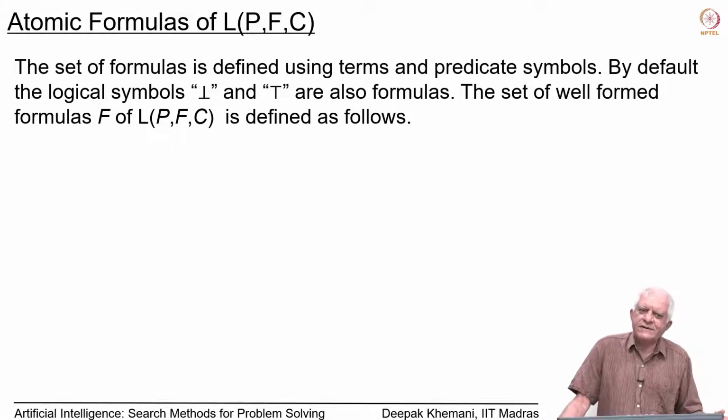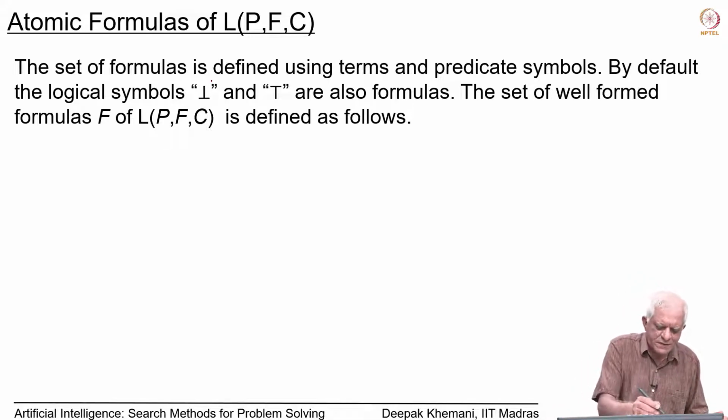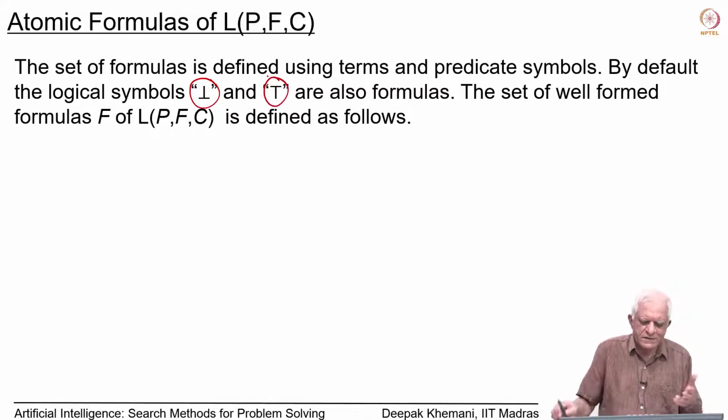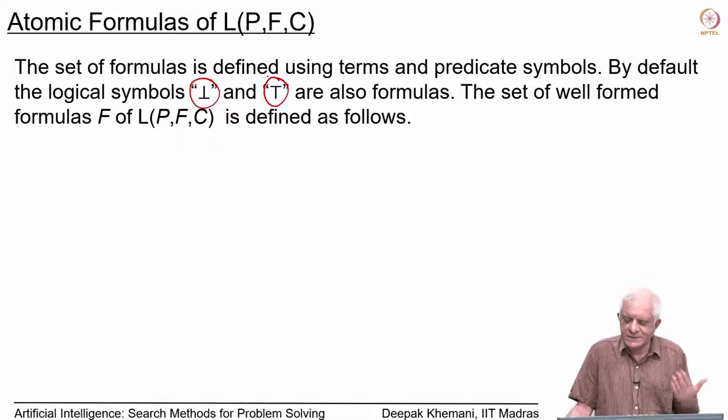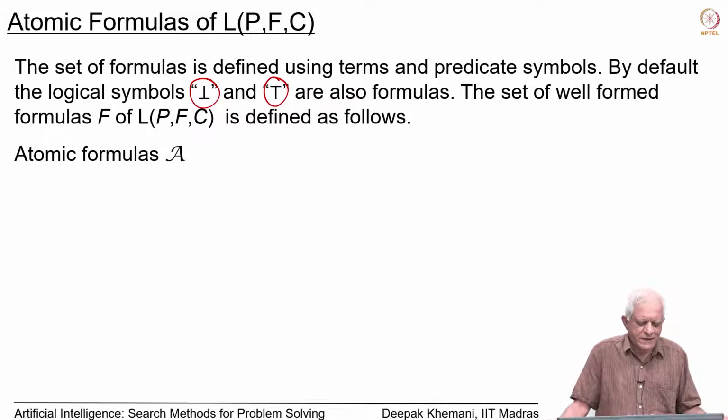So, languages have sentences, and the simplest kind of sentences in logic are called atomic formulas, and we can define a set of atomic formulas. The simplest are the two symbols, bottom and top. Remember that I had said that sentences are associated with truth values. So, either they are true or they are false. Anything which in principle can be true is a sentence. Bottom is always false and top is always true. So, these are constant sentences. Other sentences may depend upon the domain.